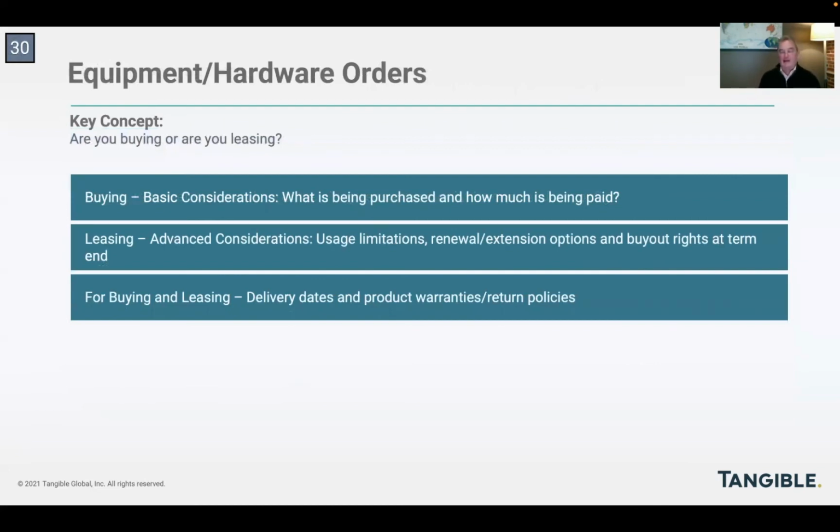The last category of order that we'll talk about in this presentation are equipment and hardware orders. And what we would have you understand here is that there's an enormous difference between a buying order and a leasing order. And the reason for that is because the terms of a leasing order are driven by the financial model that supports the lease.